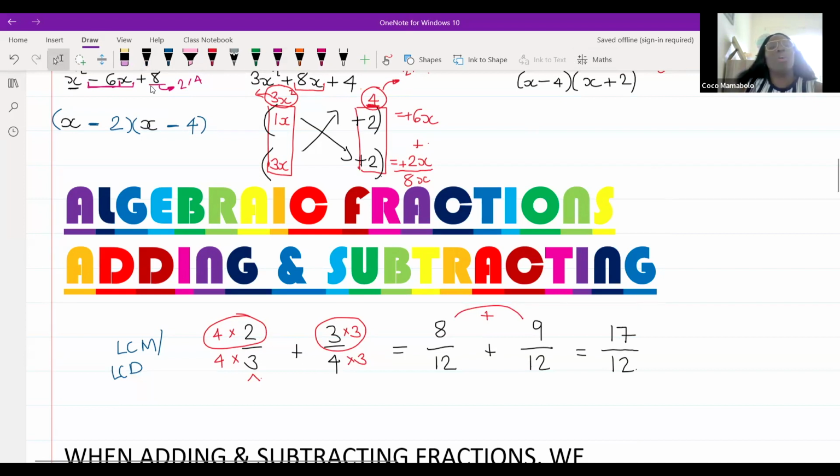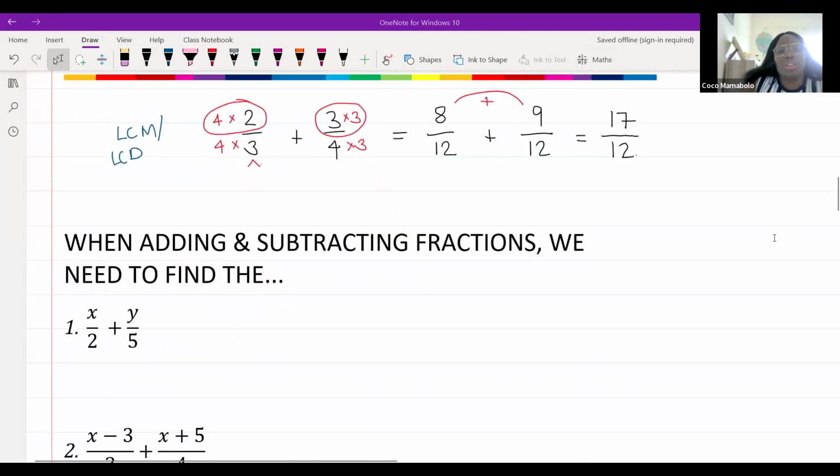All right. Now, this also translates when we look at algebraic fractions. It's the same. We must always find the lowest common denominator. Let's look at number 1 over here, guys.